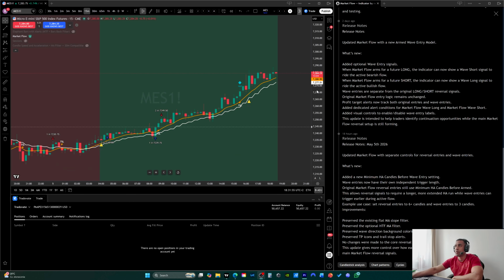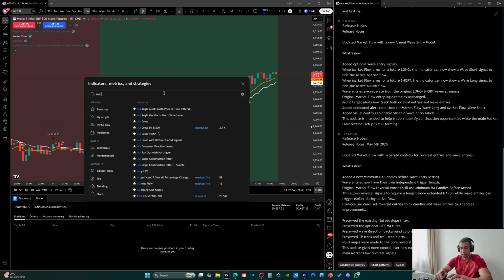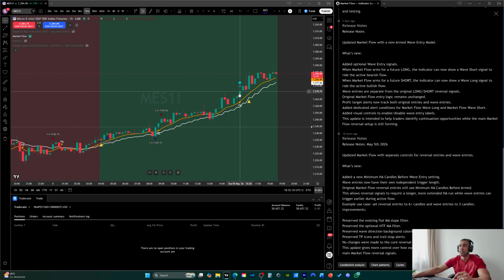Okay, so I updated my market flow indicator. This one right here, market flow. You can find it on TradingView by searching for market flow. This one right here by Ready Set Fire. Okay, and this is the what's new.